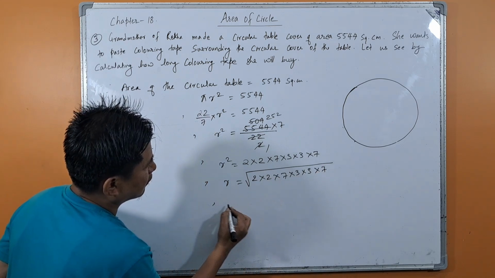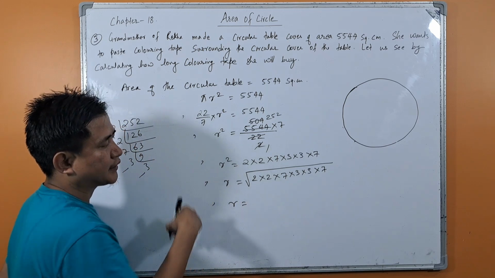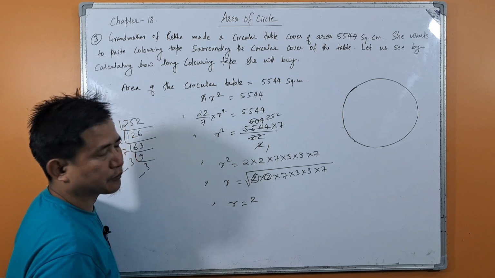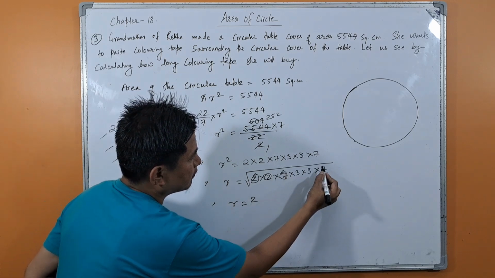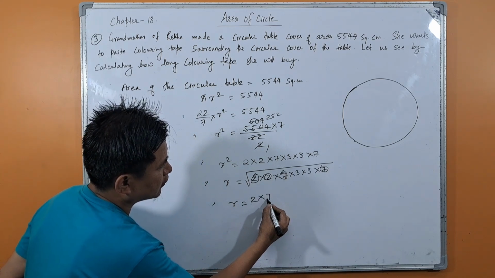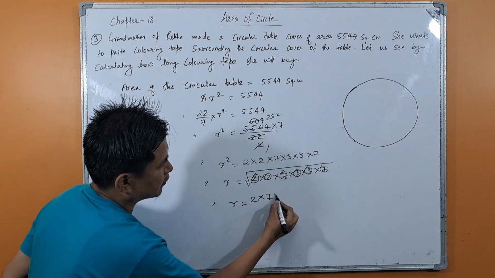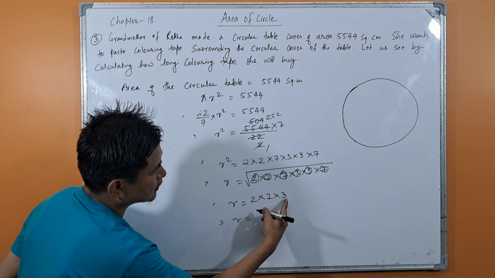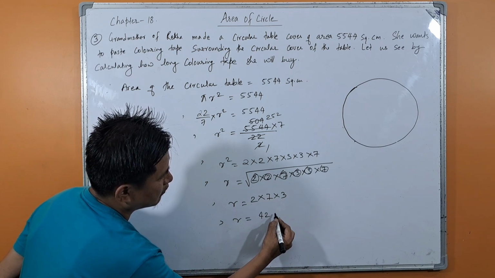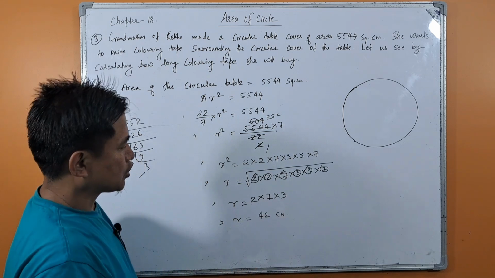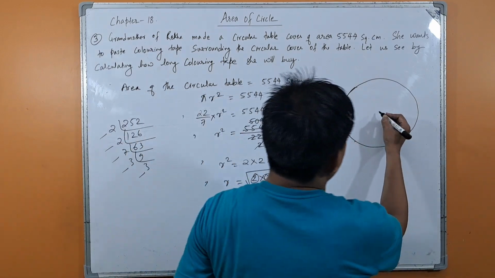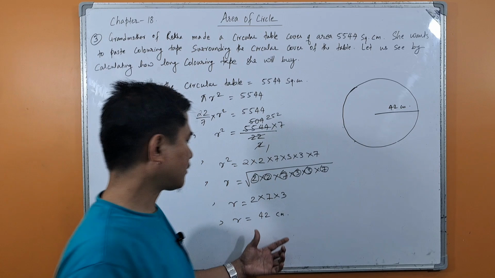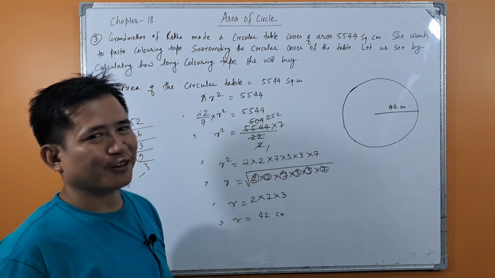Okay, or r equal to, we make pairs and take them out of the root. Okay, so 2 and 2 makes one pair, becomes free from the root. This 7 and 7 makes one pair and becomes free from the root. 3 and 3 makes one pair and becomes free from the root. Or r equal to 2 3s are 6, 6 into 7 is 42 centimeter. Okay, so the length of the radius of the circular table is 42 centimeter. Got the radius of this circular table, isn't it?